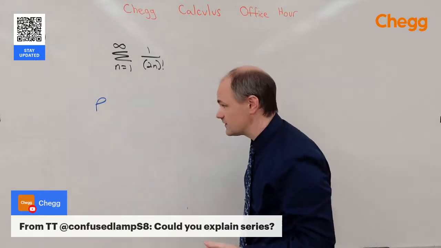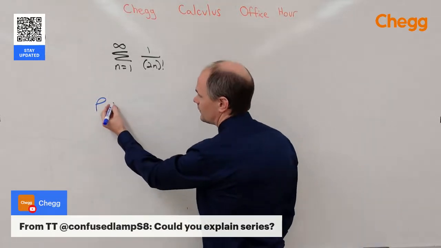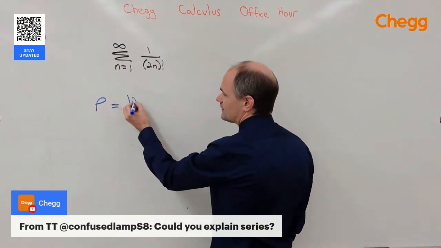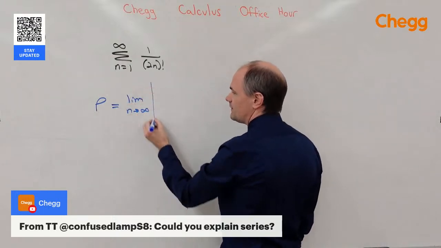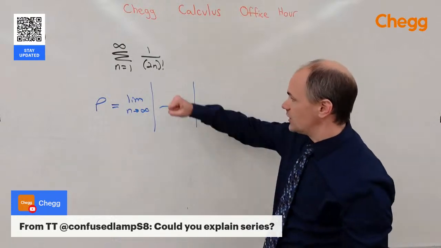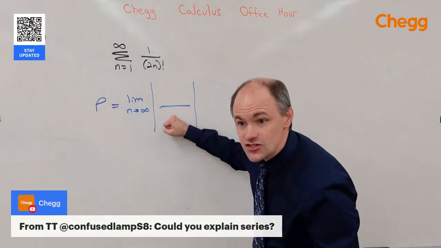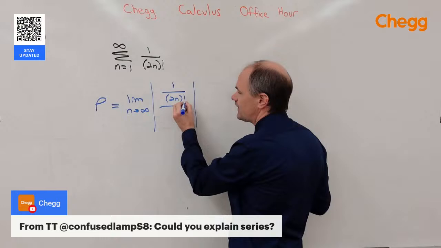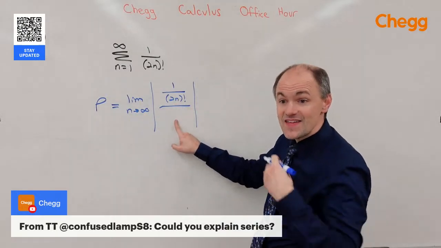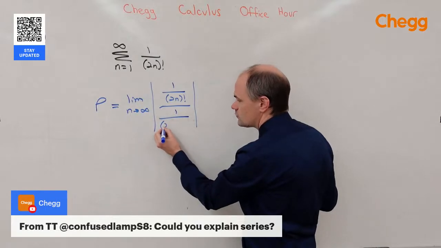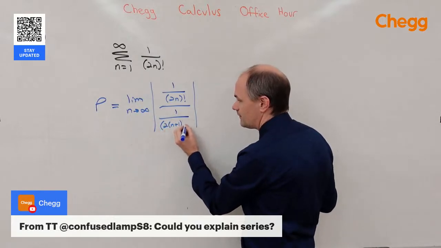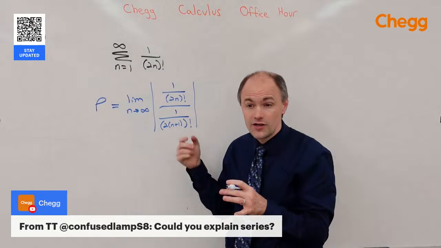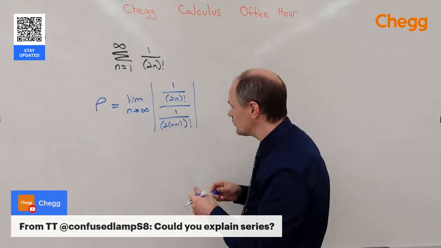So we've got this variable rho. It's kind of like a funny looking p, but rho is what we call it. It's a Greek letter. Rho is equal to the limit as n goes to infinity of the current term divided by the next term. So the current term is 1 over 2n factorial, dividing by the next term, which is 1 over 2 times n plus 1 factorial. Notice the n got replaced with n plus 1 in parentheses. We don't just do a plus 1 outside because that 2 is going to have to distribute.